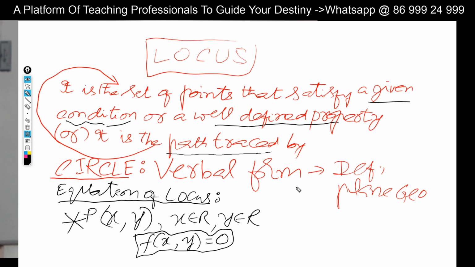Now, let us understand the circle. What is the definition of a circle? Everyone knows it is the set of points that are equidistant from a fixed point. That's what we have seen.